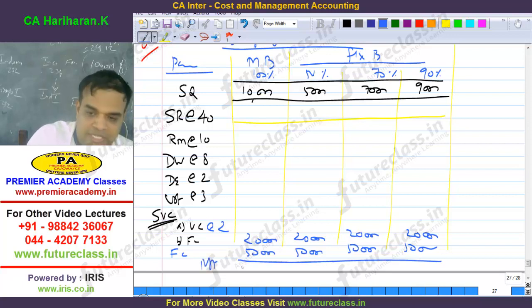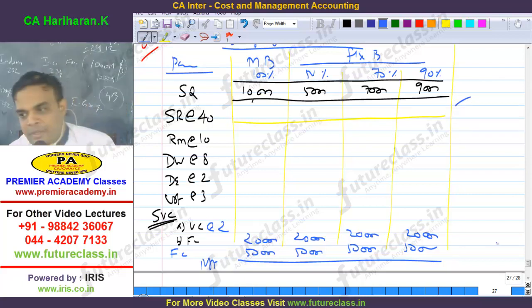Balance equal to profit. You can compute profit. Sales revenue minus all the costs is equal to profit. Easy or not, flexible budget?